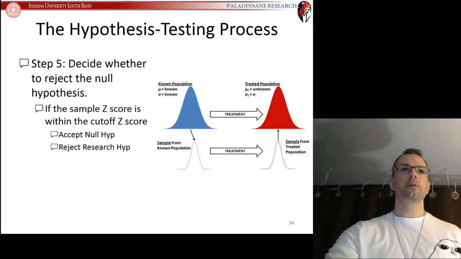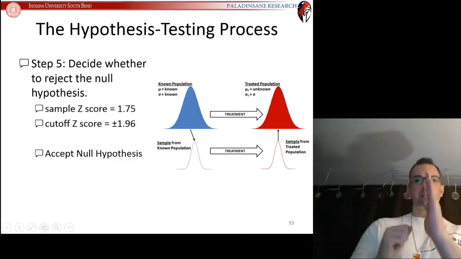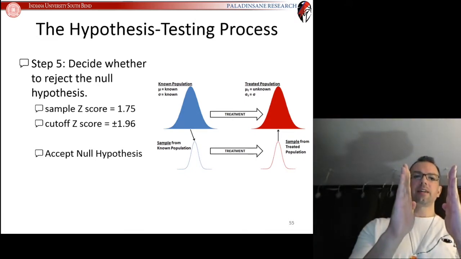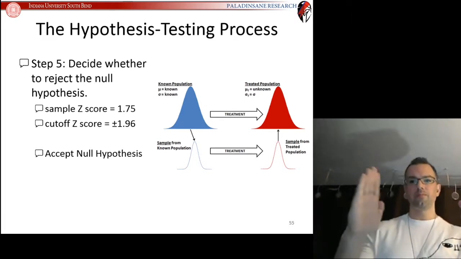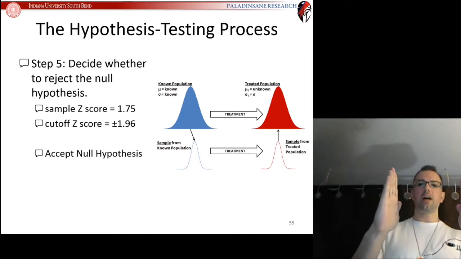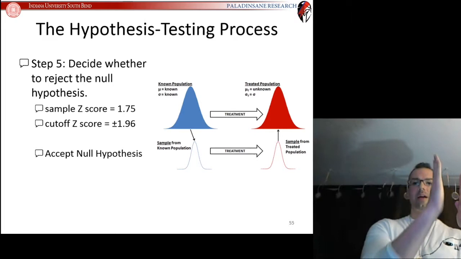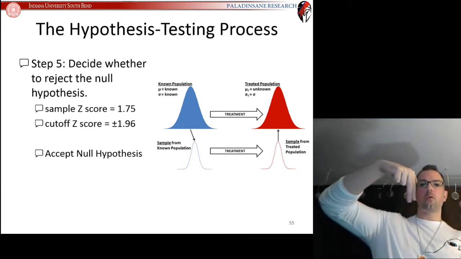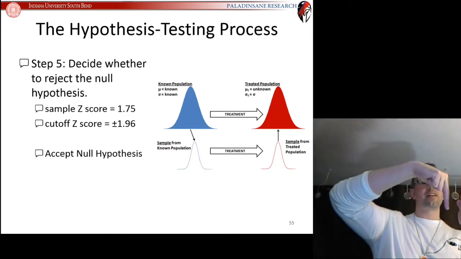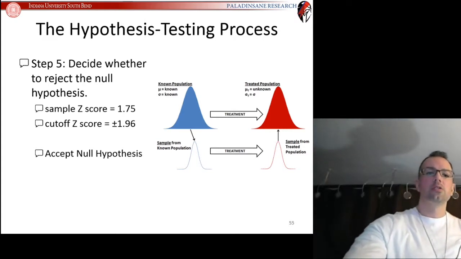So what do we do? Well, we take a look at our scores. Our sample score is 1.75. Our cutoff score is 1.96, right? So starting at 0, this is 1.96 and this is 0, you go to 0.5, you go to 1, you go to 1.5, you go to 1.75, you reach right there. So your sample score kind of walked all the way up, and it came close to the line. It's almost there, but it didn't cross the line. Your sample score did not cross your cutoff score.